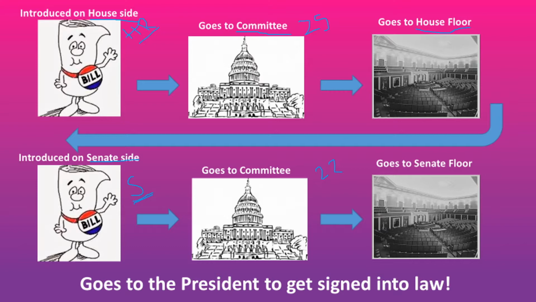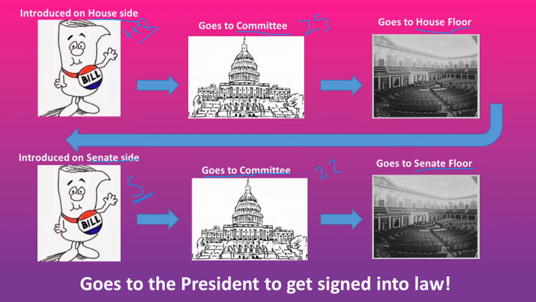Then, once it's introduced on the Senate side, just like the House side, it goes to the committee that has jurisdiction on the bill. Again, for our bill, it will go to the Senate Foreign Relations Committee since it has to do with international affairs. Same thing as the House side, it gets marked up. If it gets a no vote, it does not go to the Senate floor. If it gets a yes vote, it does go to the Senate floor to be voted on by all the senators, which there are 100 senators, so 100 senators will vote on the bill. If the bill passes the Senate floor, it will go to the president to get signed into law. If it doesn't pass a vote on the Senate floor, it does not go to the president.